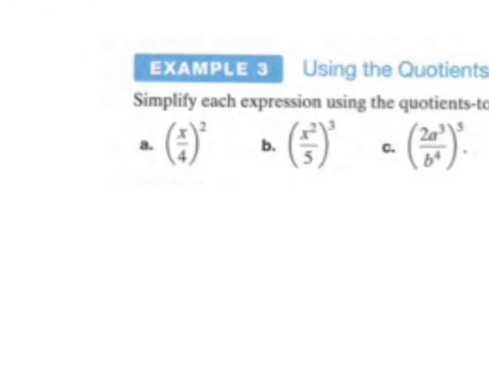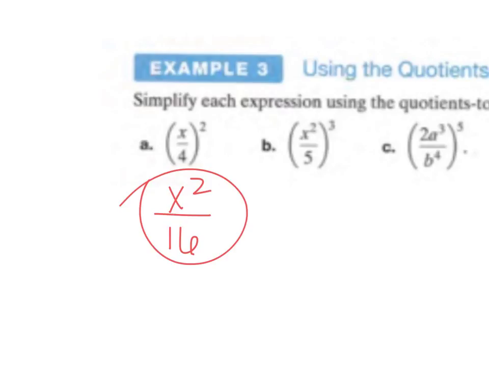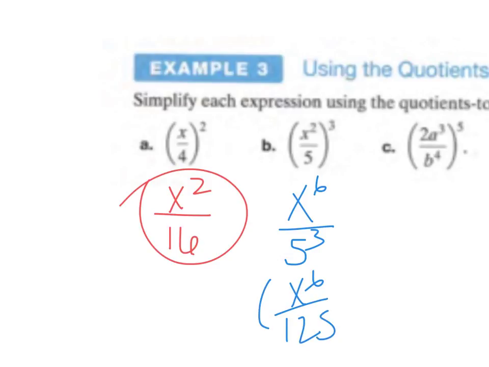Now, just like we had power to a power in multiplication, we have the same thing in division. I'm going to distribute. This becomes x squared over 16, and there's my answer. Now when we have power to a power with the letters, we multiply them, so 2 times 3 is 6, but 5 to the 3rd power, which I believe is 125, is our answer for that.